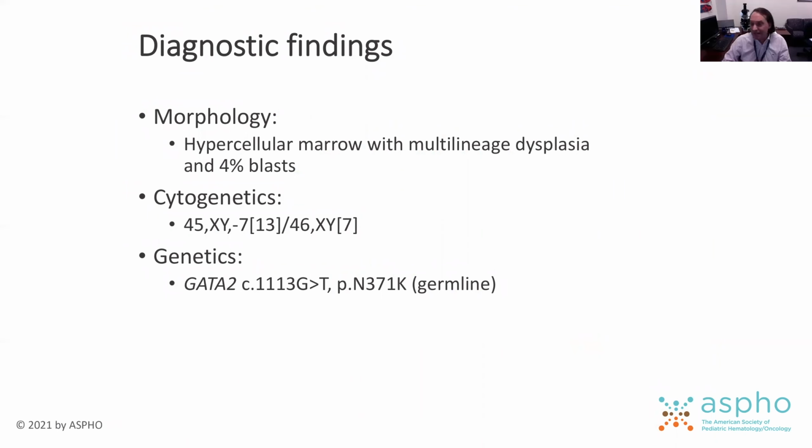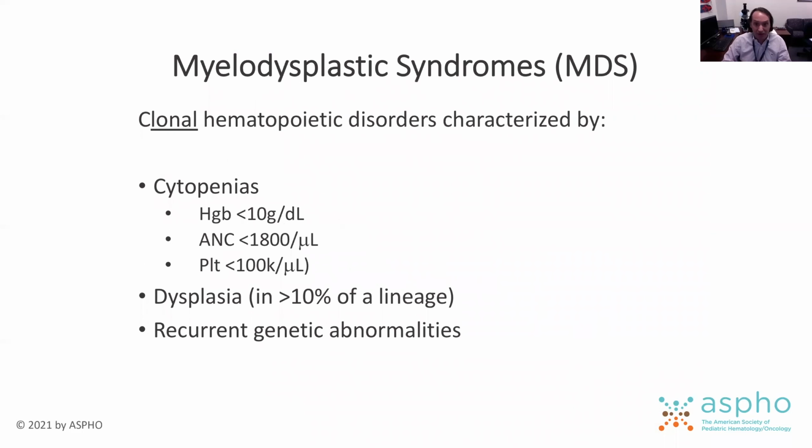The cytogenetics came back with a monosomy 7, and the genetics on a next generation sequencing panel show a GATA2 germline mutation. So a teenager with monosomy 7 associated MDS or AML, think about GATA2. That's the population of monosomy 7 GATA2 germline mutation carriers.